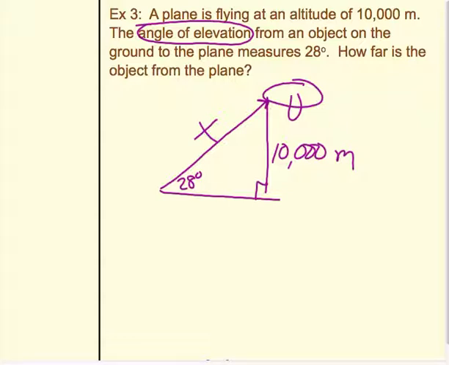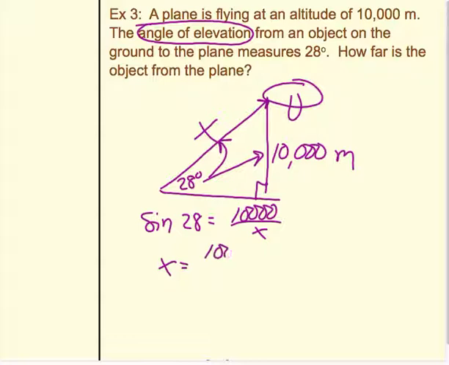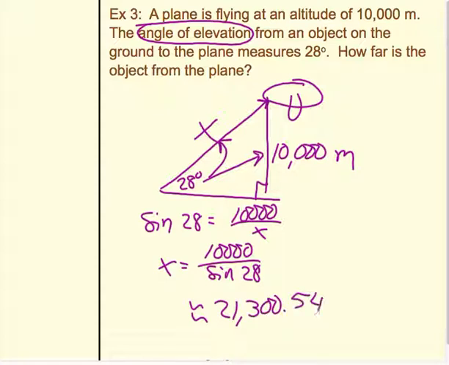All right, so we have opposite and hypotenuse this time, so we're using sine of 28 equals 10,000 over x, multiplying both sides by x, and dividing by the sine of 28. You have x is about 21,300.545 meters away from the plane.